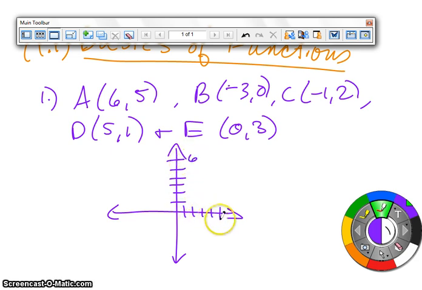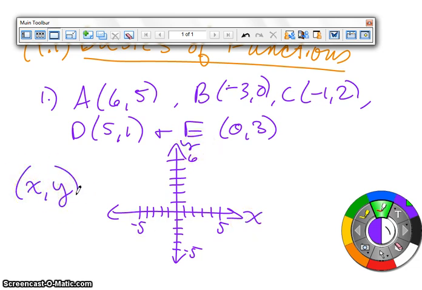1, 2, 3, 4, 5. Okay, here's X and here's Y. Remember, you always go X first and then you go Y. You go over, or you go left and right, and then you go up and down.